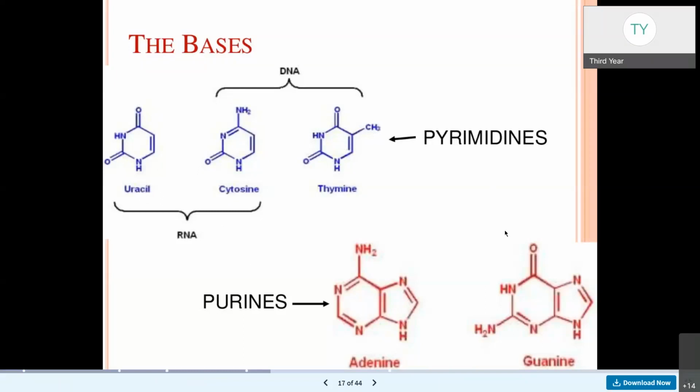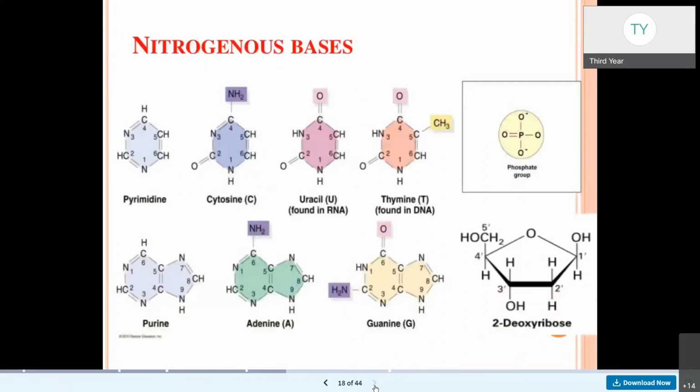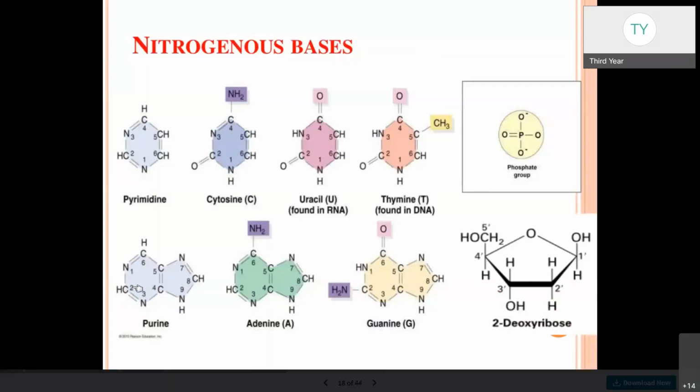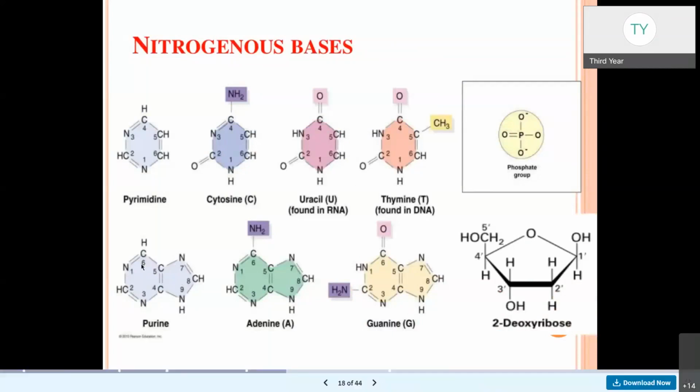So you should know the molecular structure of purine and pyrimidine, and how the structure is numbered. You can see that in purine, with the 6-membered ring and 5-membered ring, it is numbered from this nitrogen: 1, 2, 3, 4, 5, 6, and then 7.